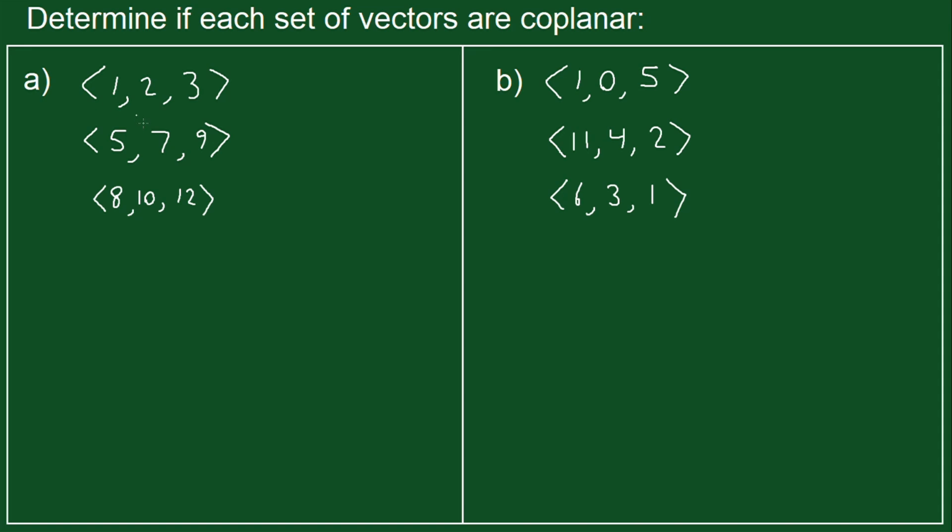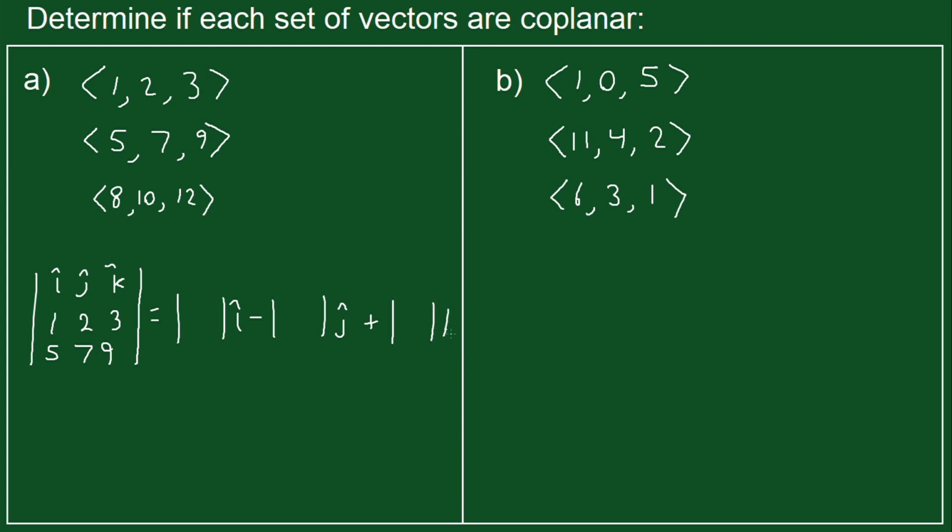Like I said, we'll start by taking the cross product of those first two. If you cross product those first two vectors, you'll have i, j, k, 1, 2, 3, 5, 7, 9. Okay, we set this up. And if you're not sure how to do the cross product, check out the cross product video, okay? So we put our 2, 3, 7, 9, our 1, 3, 5, 9, and our 1, 2, 5, 7.